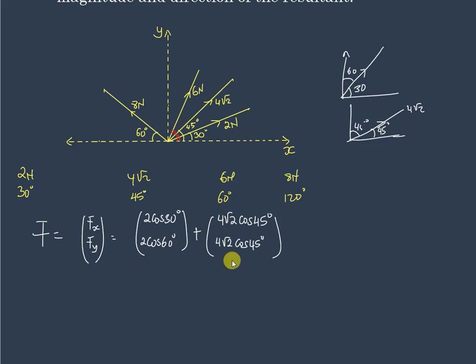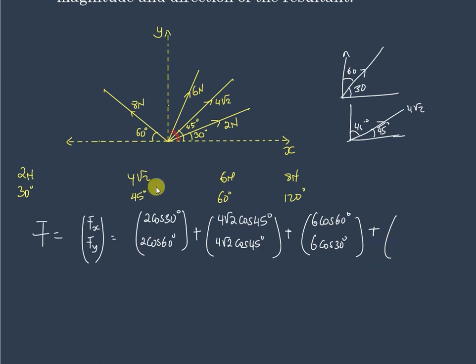For this one here, let's first finish this. We have the other force, the 6 Newton force. To the positive x-axis it is inclined at 60. So you have 6 cosine of 60 degrees. To the positive y-axis, this one being 60, it should be inclined at an angle of 30 here. So this one is 6 cosine of 30 degrees.